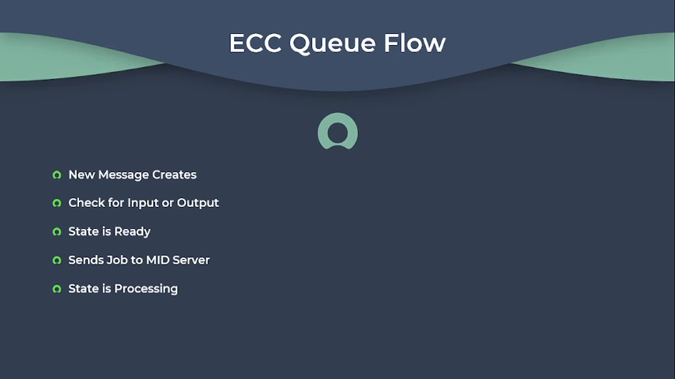Once the message is in the ready state, the ECC Queue sends the corresponding job or task to the designated MID Server for execution. This involves transmitting the instruction, data, and any relevant parameters required for the task to be performed. Upon receiving the job, the MID Server begins processing it. The ECC Queue updates the state of the message to processing to indicate the MID Server is actively working on executing the task. Throughout the process, the ECC Queue manages the flow of messages between the ServiceNow instance and the MID Server, ensuring that tasks are executed efficiently and accurately. It serves as the conduit for communication, enabling seamless interaction and coordination between ServiceNow and the underlying IT infrastructure managed by the MID Server.